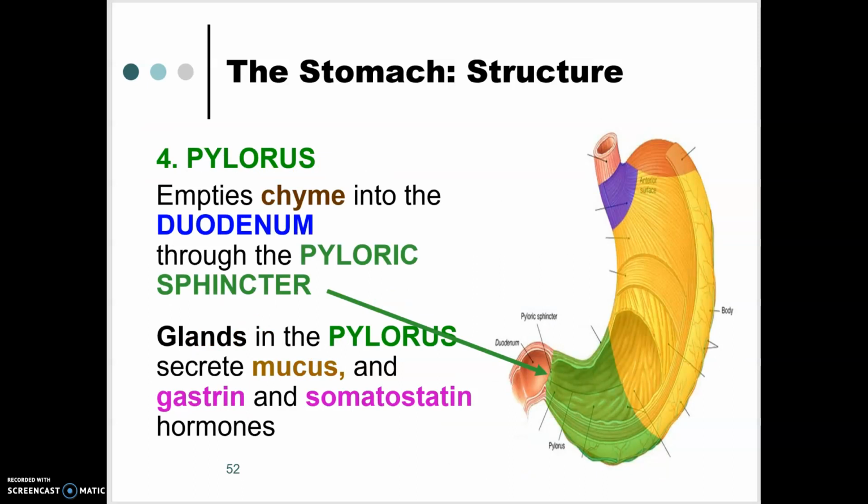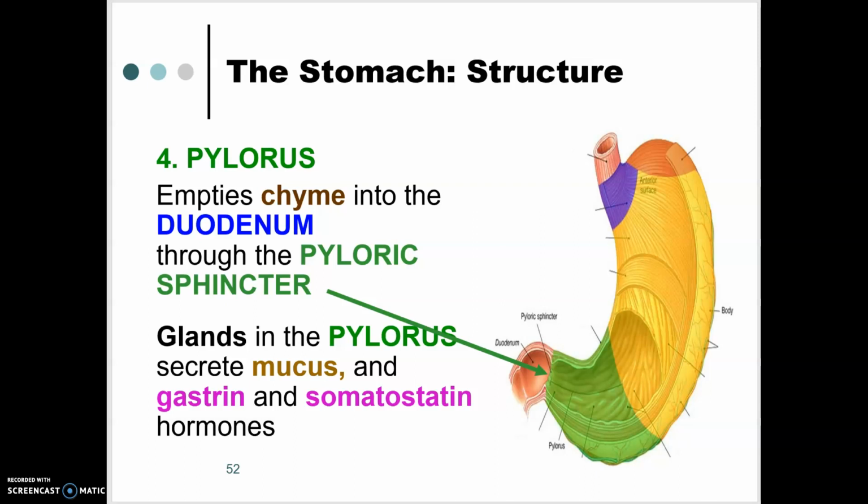Now the last part of the stomach is the pylorus. This is towards the base or the bottom part of the stomach, and this is where we're going to empty the contents of the stomach slowly into the first part of the small intestine, which is called the duodenum. Now this will happen through another sphincter muscle called the pyloric sphincter muscle.